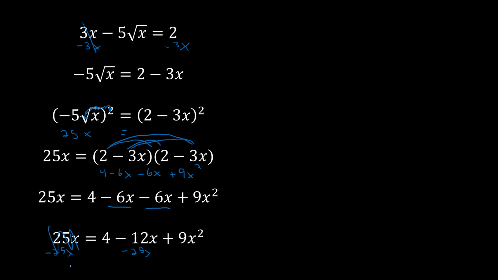So now we have 0 on this side, and then we have 9x squared. Negative 12 minus 25 gives you negative 37x, and then you have the 4 over there. So I subtracted and changed the order so that it's now in descending order. We have the squared term, then the first power, then the one without the variable. So from here, we'd like to try to solve for x.